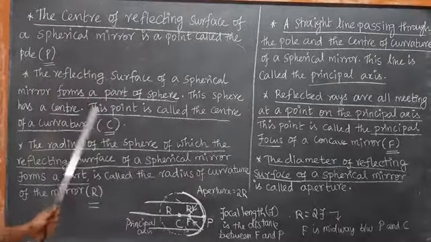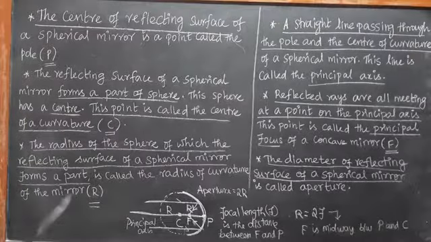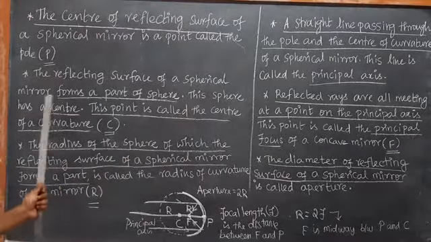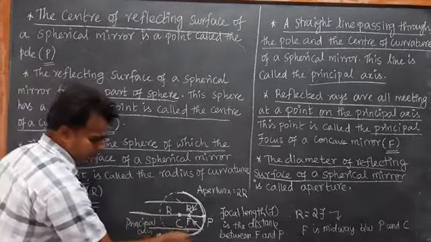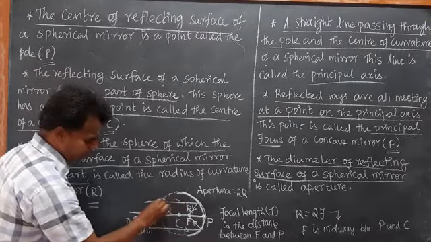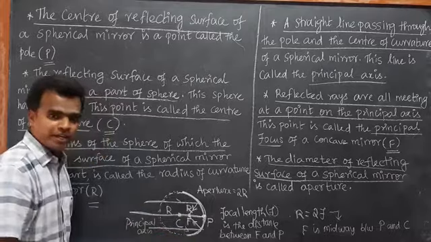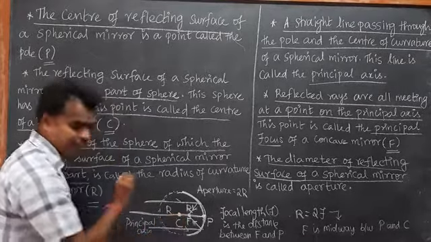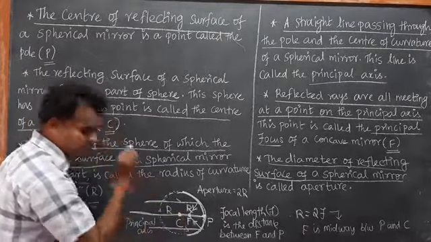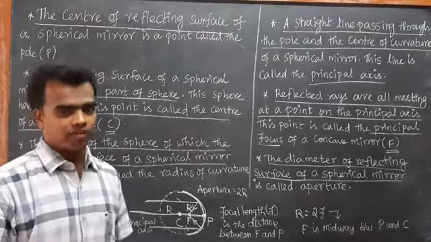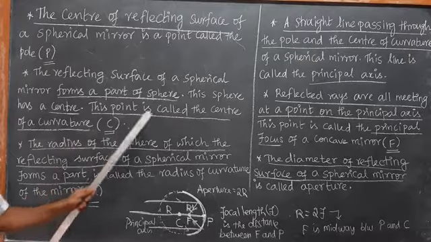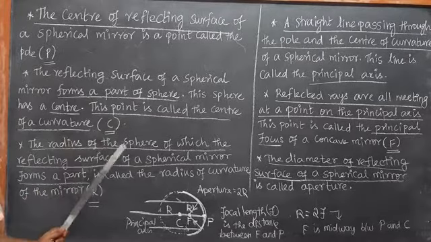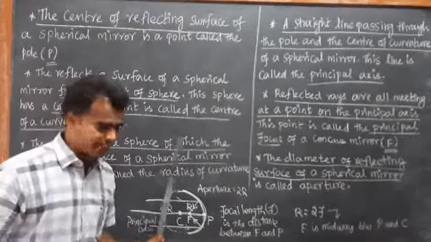The second definition is center of curvature. The reflecting surface of a spherical mirror forms a part of a sphere. Here we have a mirror, right? If we form a sphere, this sphere will have one center. This center point gives the center of curvature. That's why I wrote here, this sphere has a center. The center point is called the center of curvature, and the symbol is capital C.